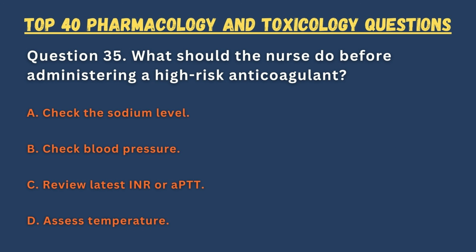Question 35. What should the nurse do before administering a high-risk anticoagulant? A. Check the sodium level. B. Check blood pressure. C. Review latest INR or APTT. D. Assess temperature.